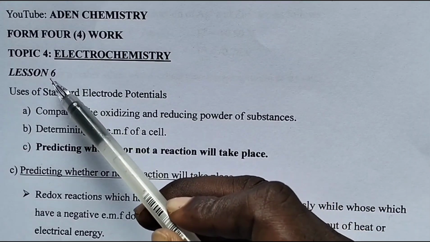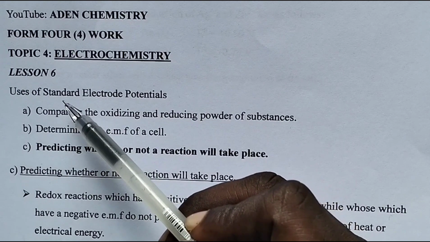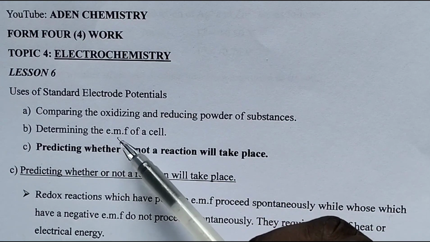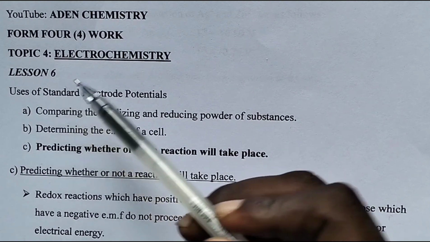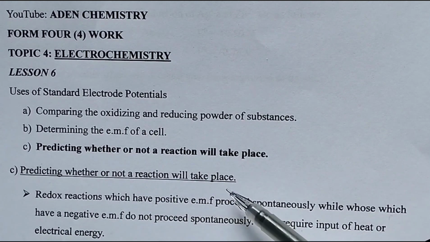Previously, lesson 5, form 4, topic 4, we were dealing with the second use of the standard electrode potential, which is determining the EMF of a cell. So today, lesson 6, we want to proceed to the third use of the standard electrode potential, which is predicting whether or not a reaction will take place.